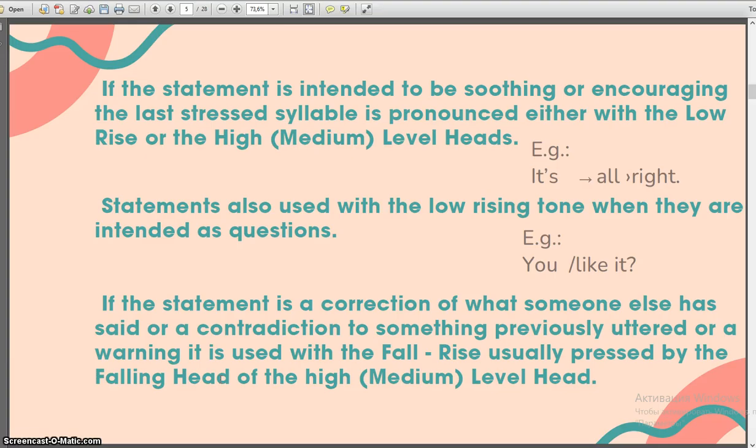Statements are also used with the low rising tone when they are intended as questions. Example: you like it? If the statement is a correction of what someone else has said, or a contradiction to something previously uttered, or a warning, it is used with the full rise, usually preceded by the falling head or the high level head.